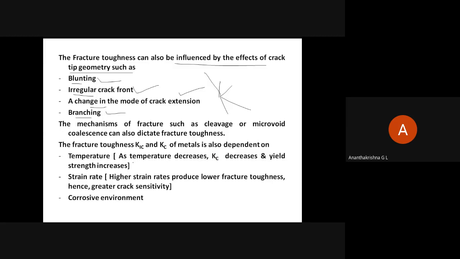All right. So again, the fracture toughness depends upon temperature, strain rate, and corrosive environment. Please note down these three also. So in total, there are so many factors that will influence fracture toughness of metals.